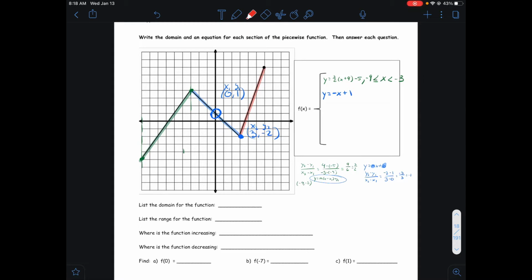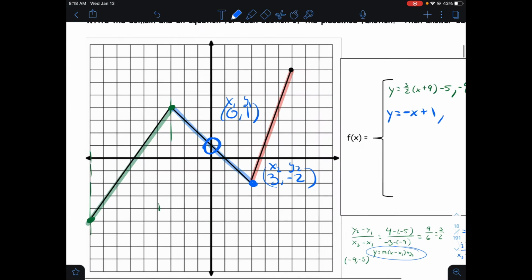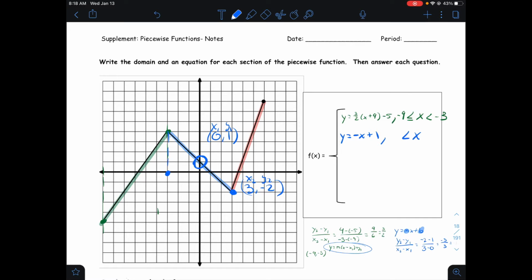Oh, actually, sorry, we're not done with the blue guy. We've got to give him his x values, right? So we'll say this guy, we can see he starts at negative 3. So we will do a closed bracket there at negative 3.